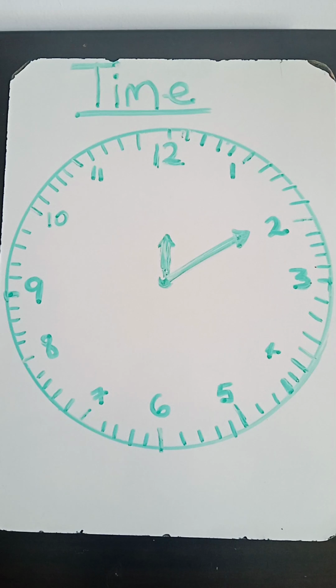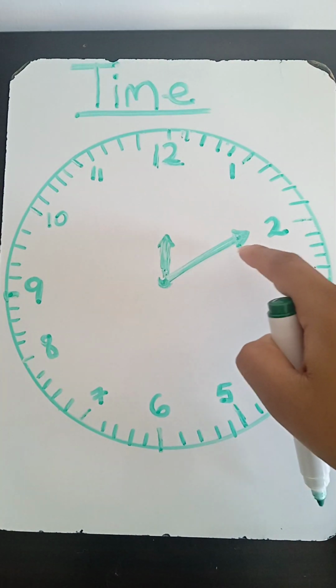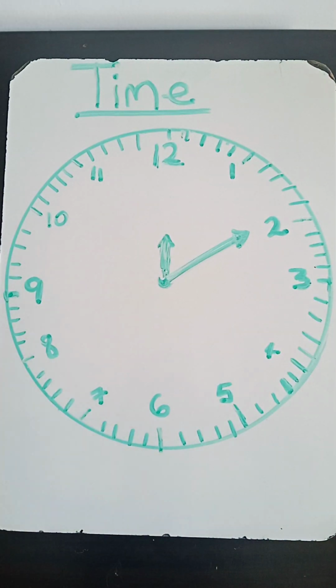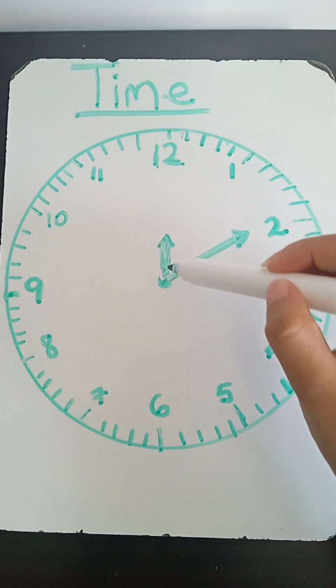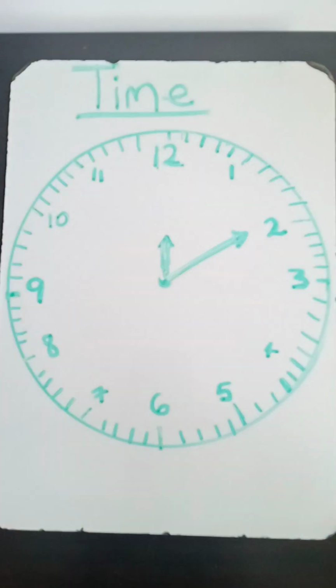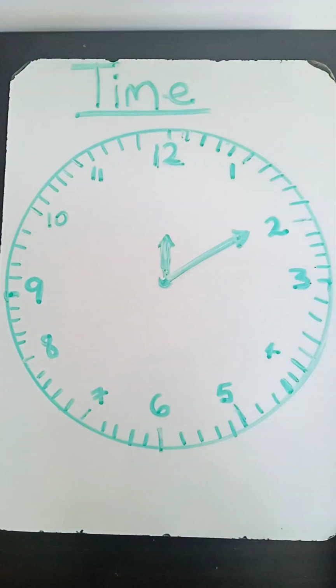At other times you have three hands, and they show second, you have your second hand, minute hand, and then hour hand. But in this case we'll only focus on the hour hand, which is the short one, and the minute hand, which is the long one. You get that, right? Okay, as you can see here, it is pointing at 12. It means that it is 12.